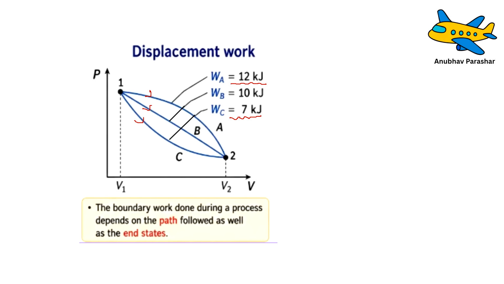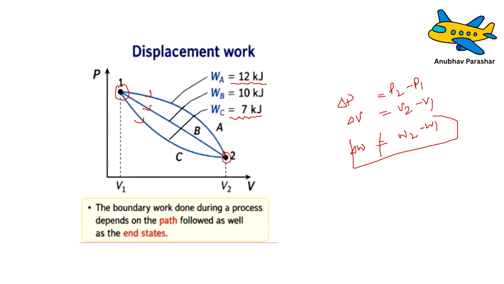And this also tells us that work done is a path function and not a point function. A point function only depends on the instance, like the pressure. What will be the difference in pressure? You can simply say it is equal to P2 minus P1. What is delta V? You can simply say it is V2 minus V1. But what is delta work done? Can you say it is W2 minus W1? No, I cannot say this. And that is why it is a path function and not a point function.